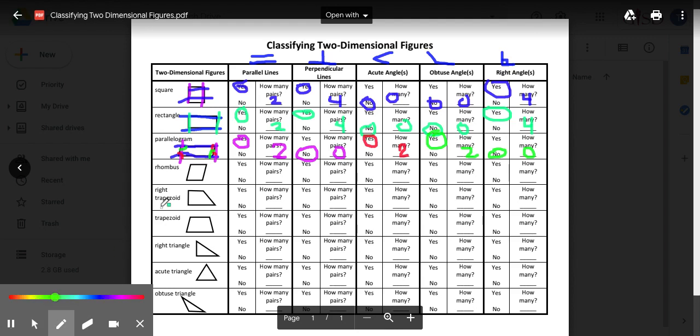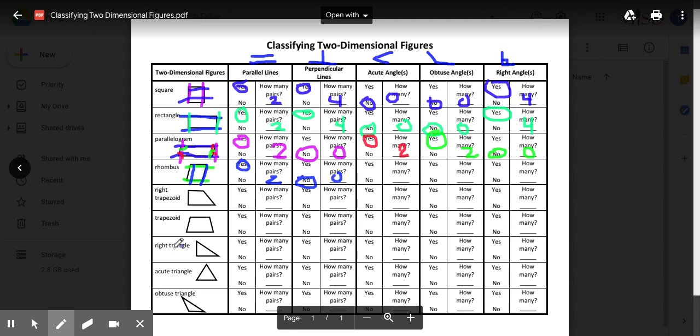Your next shape is a rhombus. It has 2 pairs of parallel sides, so you've got the parallel sides here, and then you have the parallel sides on this side. So yes, I have parallel sides, and there's 2 pairs. There are no perpendicular sides. There's no sides that meet at a right angle, so your answer here is no with 0.